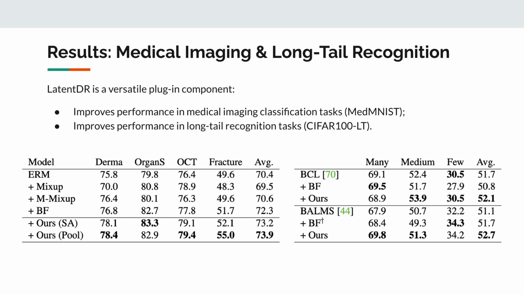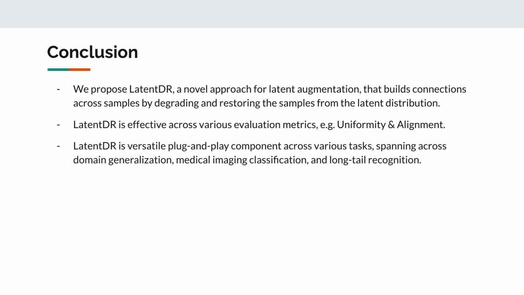To conclude, in this work, we propose LatentDR, a novel approach for latent space augmentation that builds connections across samples by degrading and restoring samples from the latent distribution. We validated that LatentDR is effective across various evaluation metrics, helping the encoder to build a better latent space in terms of uniformity and alignment metrics. We also examined the effect of LatentDR in a few different settings, including the medical imaging classification and long-tail recognition tasks, showing that LatentDR could be a versatile plug-and-play component.